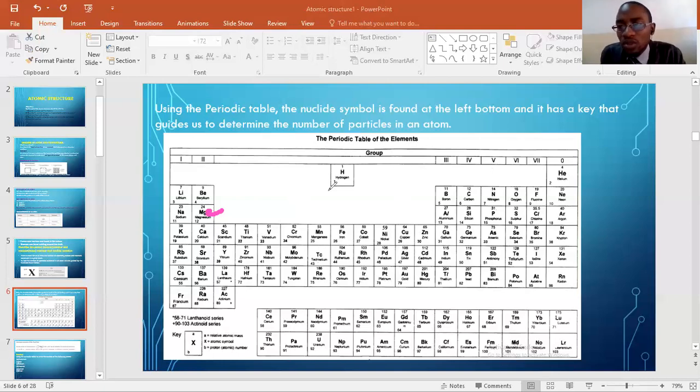What is it that we're supposed to know? First, you're supposed to identify the atomic symbol. So for instance, I mentioned sodium atom. Your job is to go on the periodic table and locate the symbol for sodium atom. So you will find sodium atom here, that is Na. And then you find the number on top, you find the number at the bottom, then you begin to determine the proton numbers, the electron number, and the neutron number. So that is our next task.